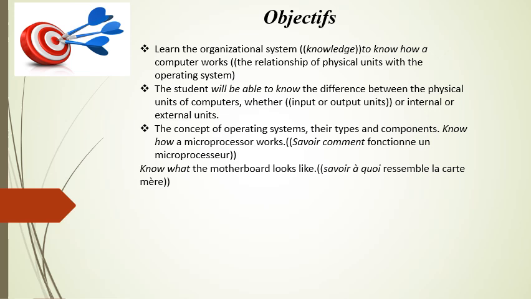Second objective, at the end of the lecture, the student will be able to know the difference between the component units or element units of a computer system, whether input or output units, or internal or external units. Third objective, the concept of operating system software, whether Linux or Windows, their types and components.